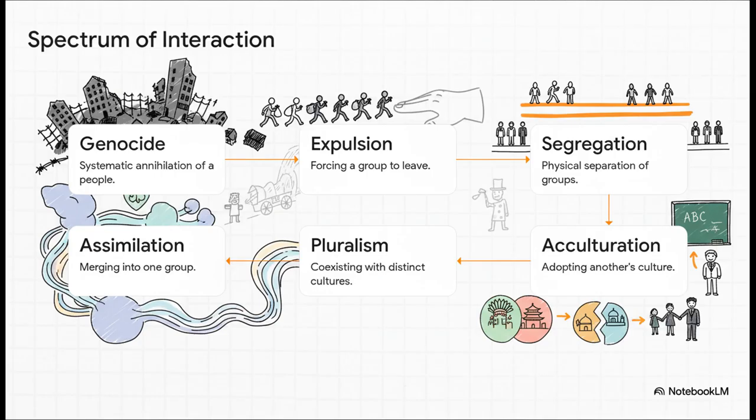As you move toward cooperation, you see acculturation, where a minority group might adopt the culture of the dominant one, sometimes by force, like what happened in Native American boarding schools. And finally, at the other end, you have pluralism, where groups can coexist while keeping their distinct cultures, and assimilation, where they eventually merge completely into one group.